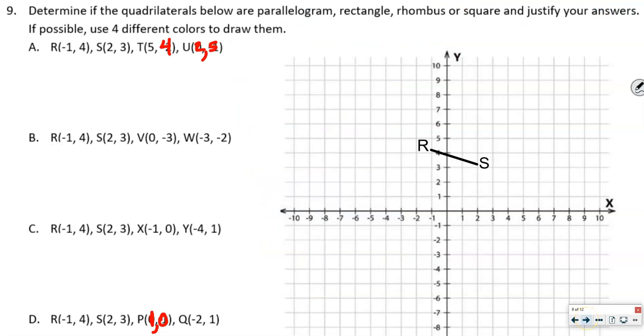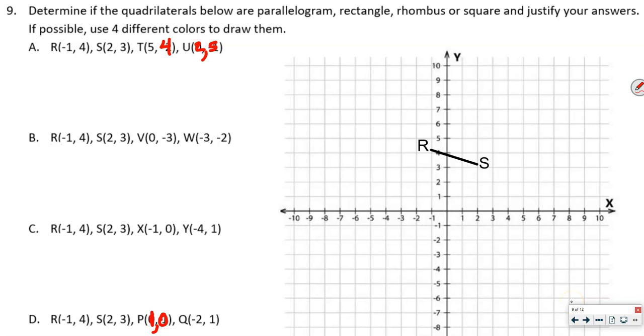All right, so the next one says, determine if the quadrilateral below are parallelogram, rectangle, rhombus, or square, and justify your answers. If possible, use 4 different colors to draw them. So I'm going to do the first one in red because I did the T and the U in red. And you should have changed these numbers on your review because they were definitely not correct on the original review.